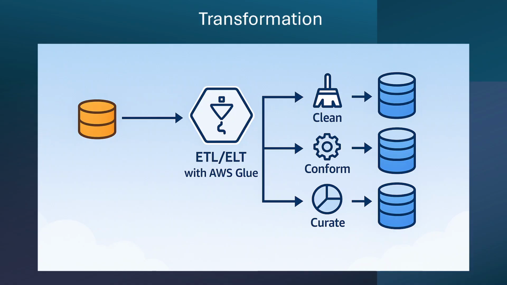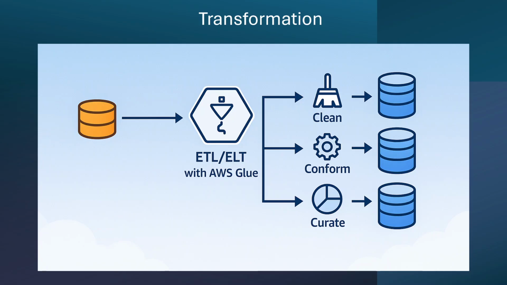Now that our data is organized, let's transform it so it becomes trusted and analytics ready. We'll use AWS Glue ETL jobs running on serverless Spark to do this. We start by reading from the bronze layer using the Glue catalog as our schema source. Then we enforce schema consistency, standardizing column names and data types so all sources line up.